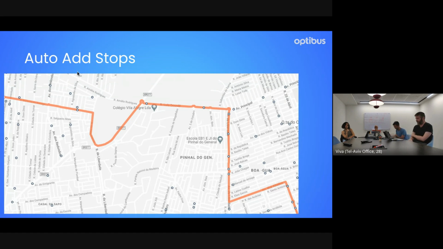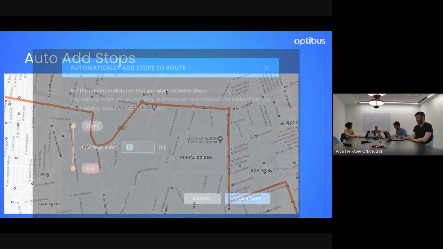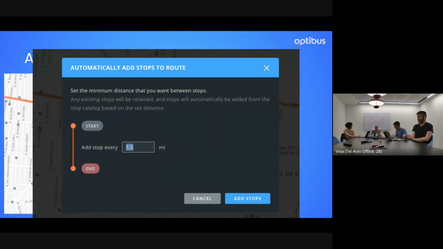Auto-add stops. Let's say that we have the shape of a route. We know this shape, and we also have the stops catalog. We know the position of many stops. We can see all of the circles here. There are many stops that we have in the stops catalog. Now the user wants to auto-add stops to this shape. You can say, okay, I want a stop every 1.5 miles, or maybe every 20 meters, and so on.